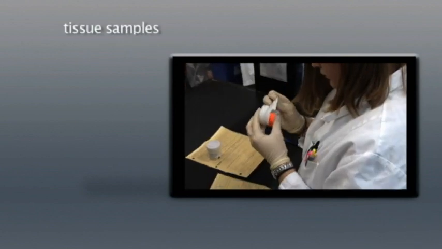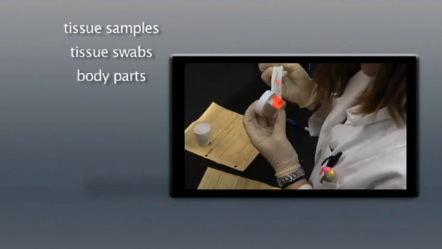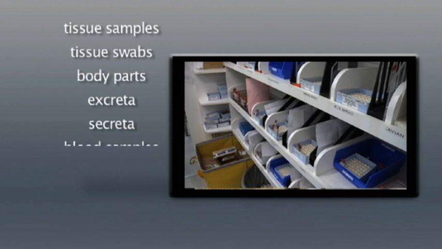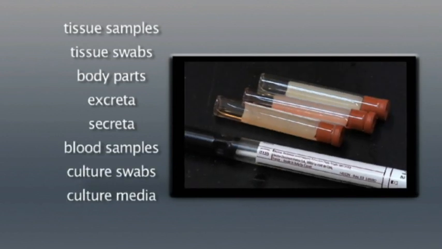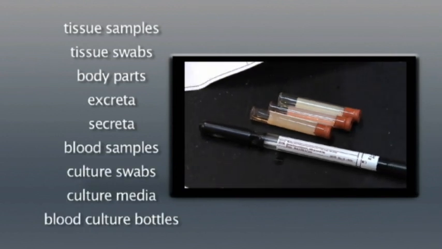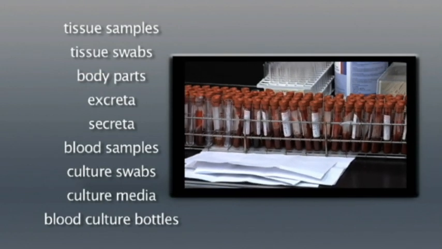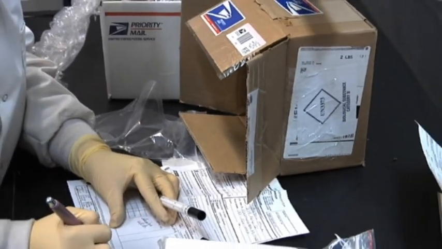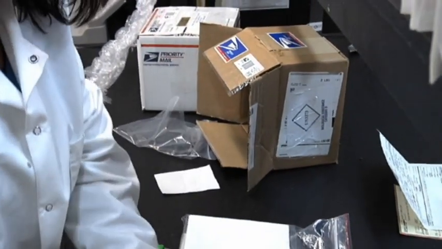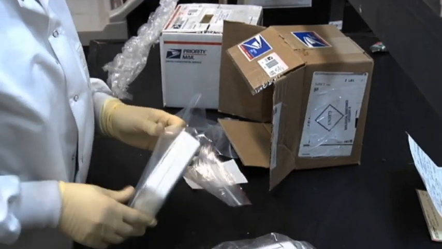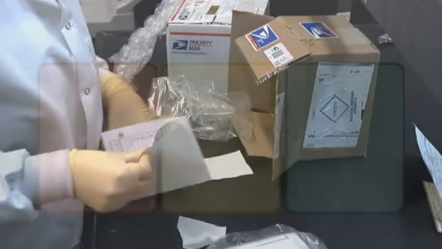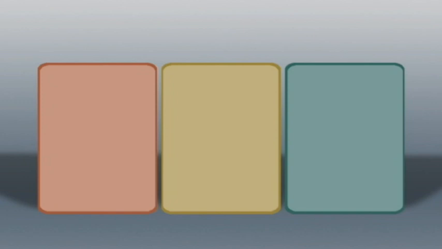Patient specimens include items such as tissue samples, tissue swabs, body parts, excreta, secreta, blood samples, and specimens in transport media like swabs, culture media, and blood culture bottles. These specimens may potentially contain infectious substances and must therefore be categorized, packed, and labeled appropriately before shipment. There are 3 categories of materials: Category A, Category B, and unregulated samples.